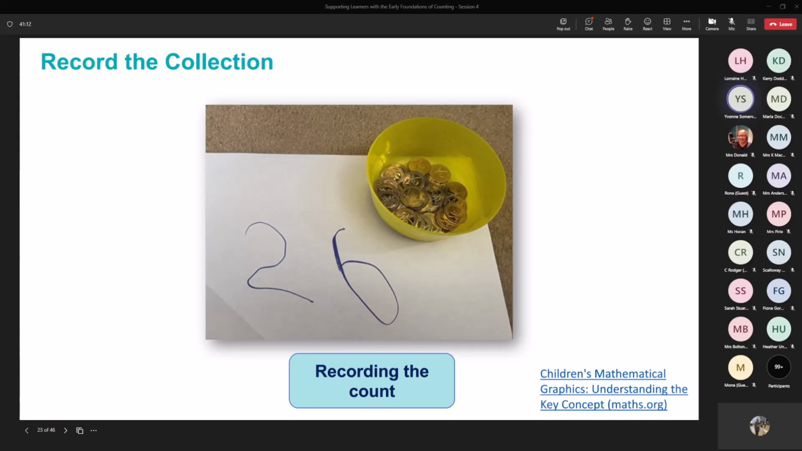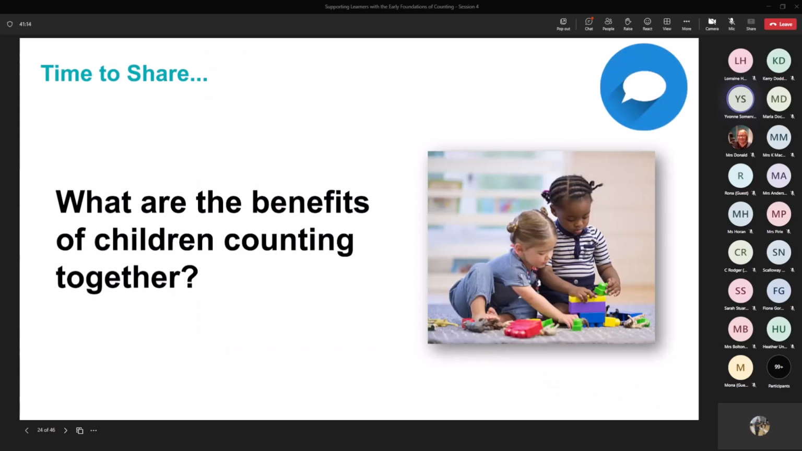So in the example that I've just talked you through, we saw that Ben and Amira were working together to count. So I'd like you just to stop for a moment and type into the chat some of the benefits that you might observe when children are given the opportunity to count together.